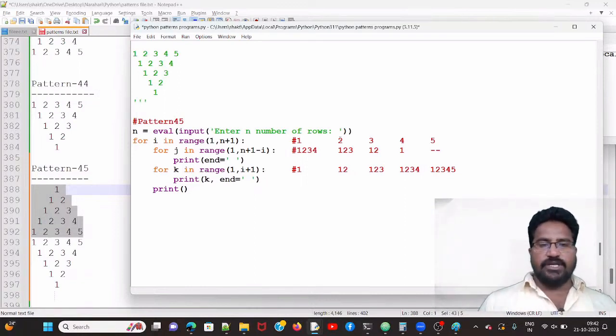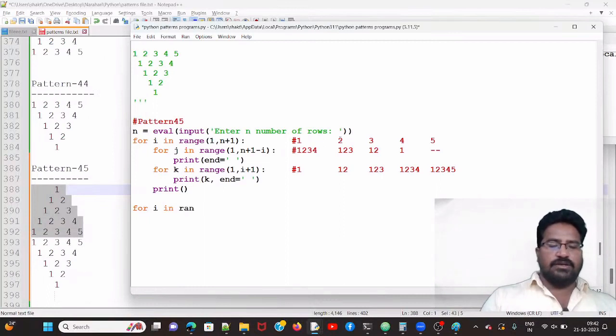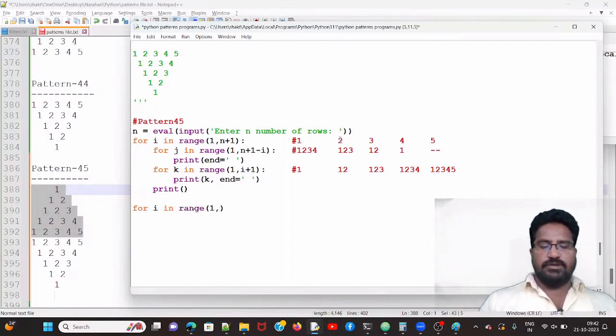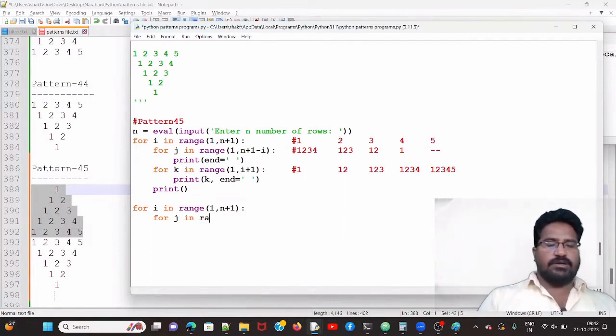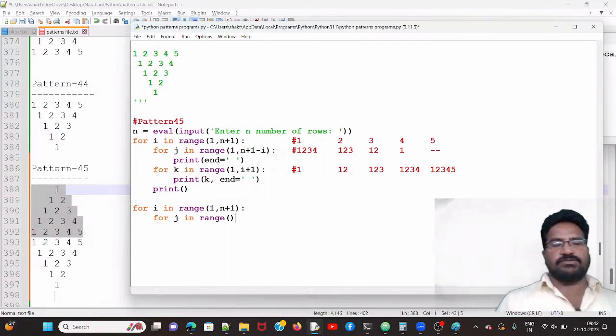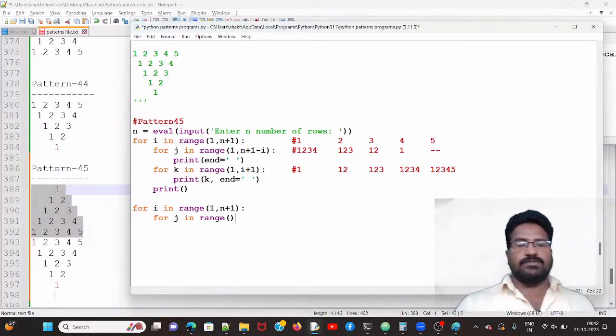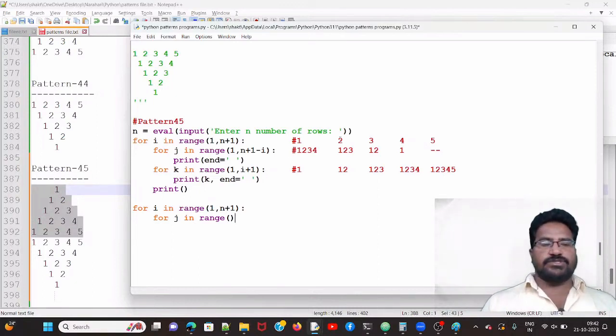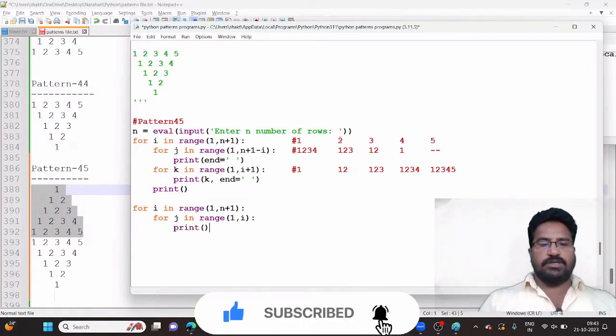For the second half, again for i in range of 1 to n plus 1, for j in range of. First time no spaces, then 1 space, 2 spaces, 3 spaces, 4 spaces, so it is i minus 1. What is i the first time? 1, and 1 minus 1 is 0, no iteration. The second time i is 2, 2 minus 1 is 1, so 1 iteration.